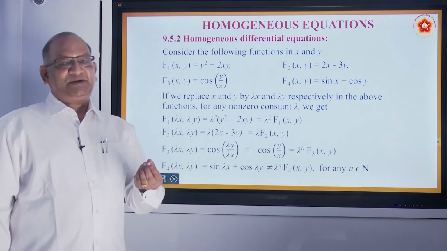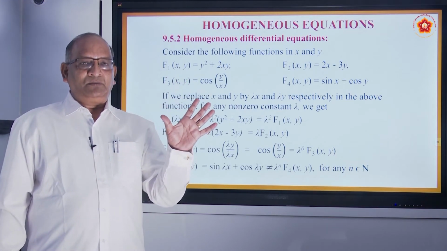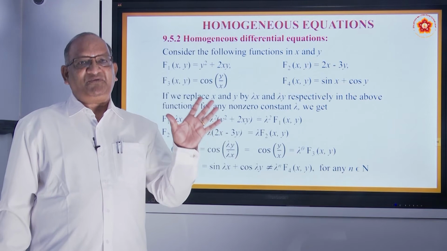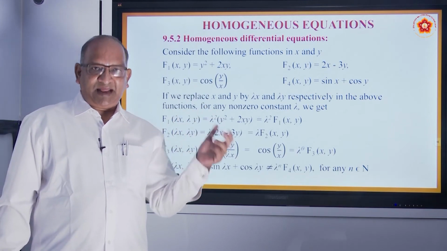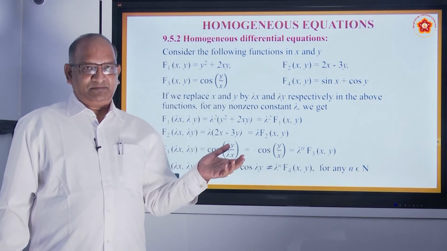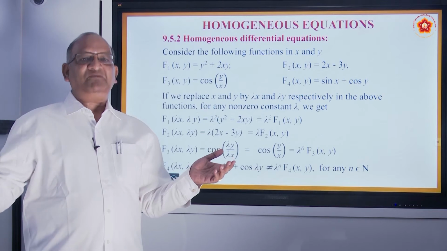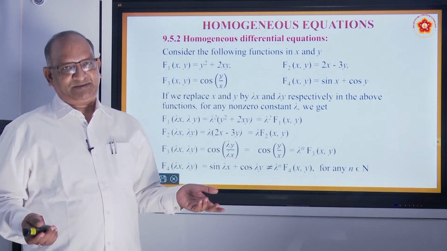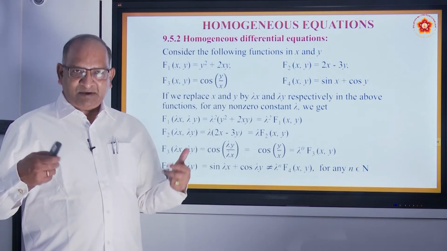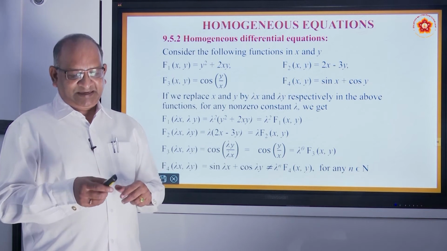So very simple thing to remember is, if you are able to express the given function, by replacing x and y with lambda x and lambda y, as lambda to the power n of the same function, it is homogeneous, else it is not homogeneous. We will also have another easier way of guessing that, but we will see it a little later.